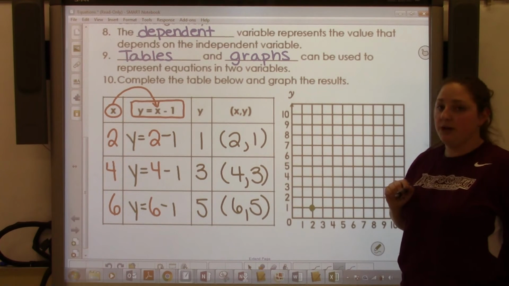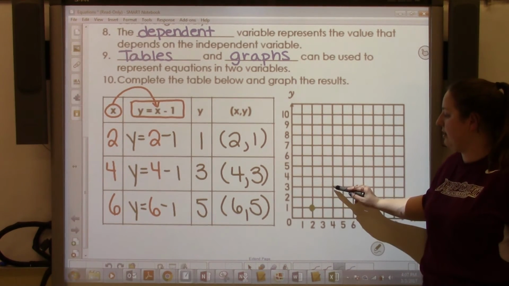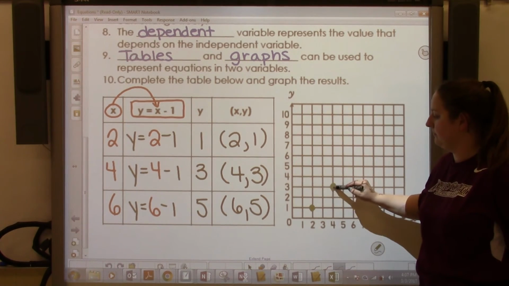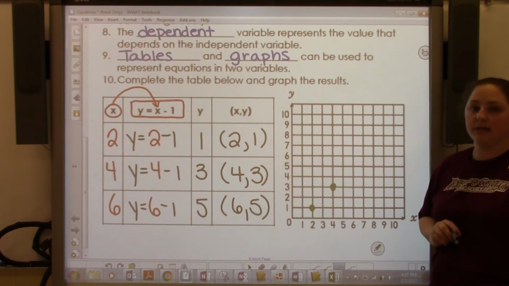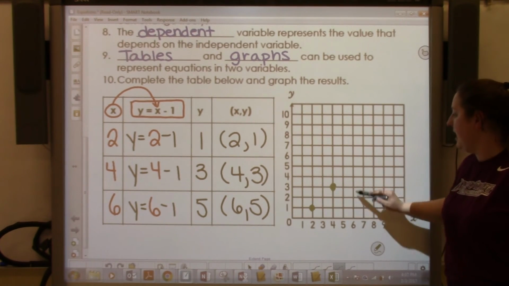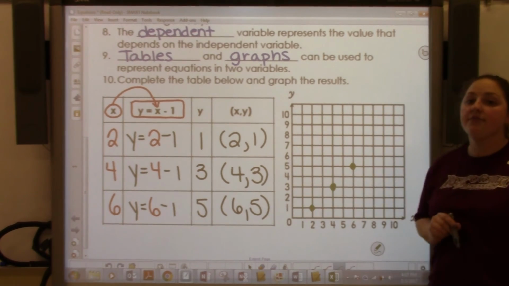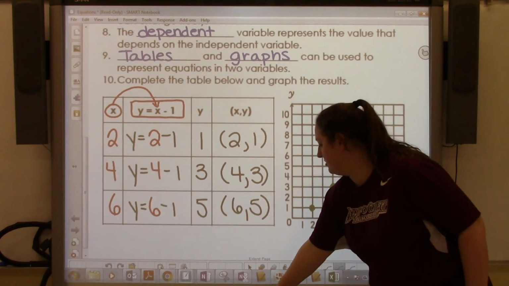I'm going to graph my next point, 4, 3. I go over to 4 on the x-axis. I go up to 3 on the y-axis. So 4, 3. And last but not least, I have 6, 5. So I go over to 6, and I go up to 5. 6, 5. The last thing I want to do is just connect those dots.